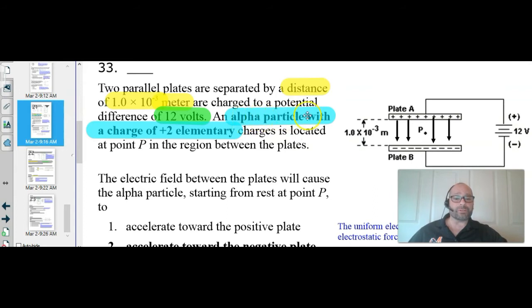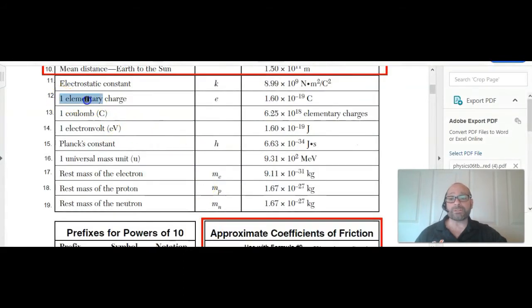Now, an alpha particle, you think to yourself, oh wow, I have to go back all the way to chemistry and remember all those particles, but you really don't. An alpha particle, even if you forgot what it was, is simply told to you as some kind of particle with a charge of 2 elementary charges. Well, it just turns out that it's a helium with its electrons knocked off, so it's the 2 protons. And it has 2 elementary charges as its charge. So its charge is 2Q, or 2 times 1.6 times 10 to the negative 19 times 2.